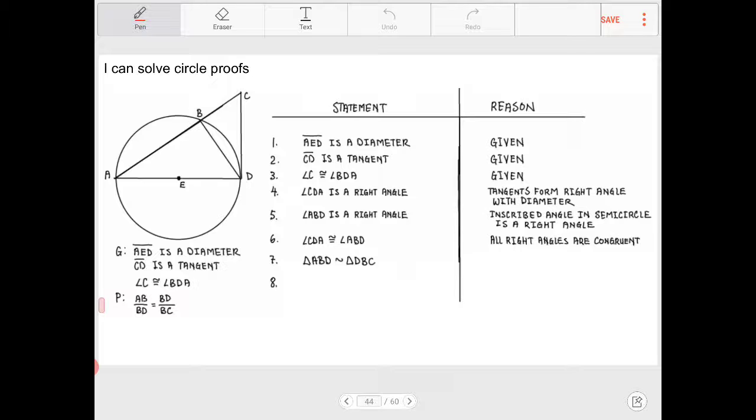Next, I know that triangle ABD will be similar to triangle DBC, because that is what we're doing here. We are comparing these 2 triangles together. So since these 2 triangles are similar because of the angle-angle theorem, I can then create these proportions, because corresponding parts of similar triangles are proportional.